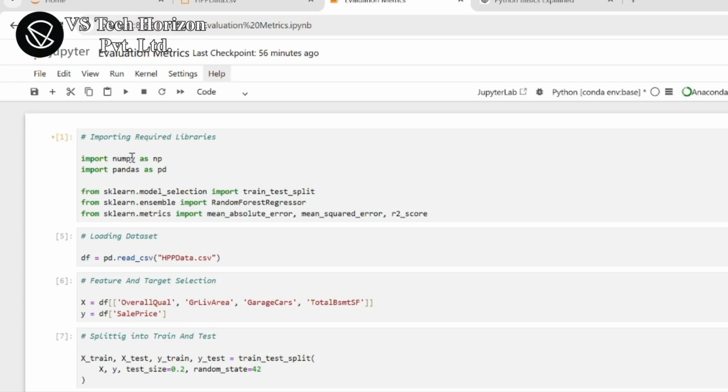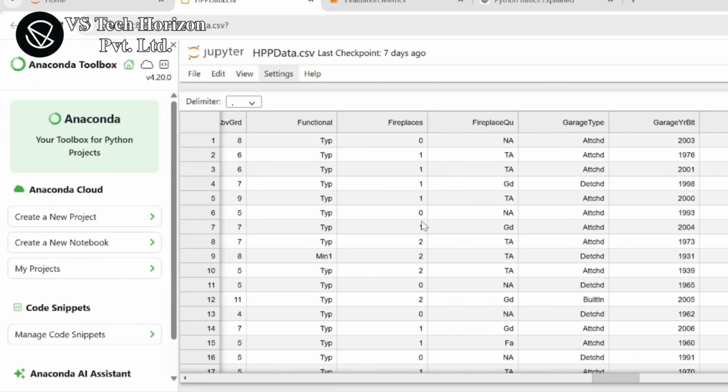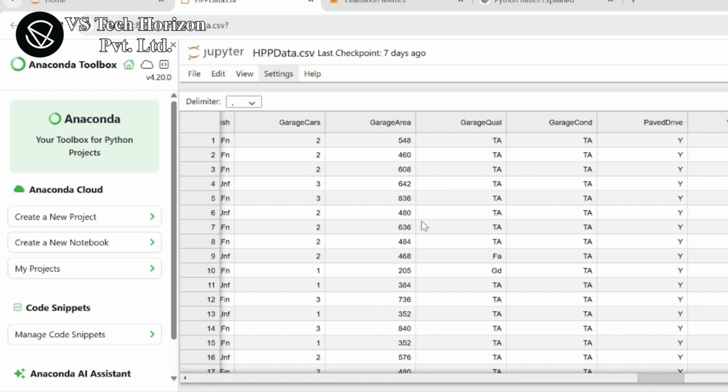Hello everyone, today we will learn and understand how to evaluate a machine learning model using the evaluation metrics like mean absolute error, mean squared error, root mean squared error, and R-squared score. For this, we are going to use the following dataset, which is of house price prediction.